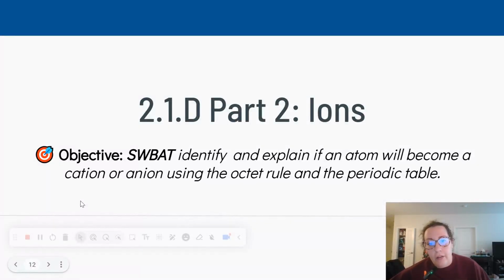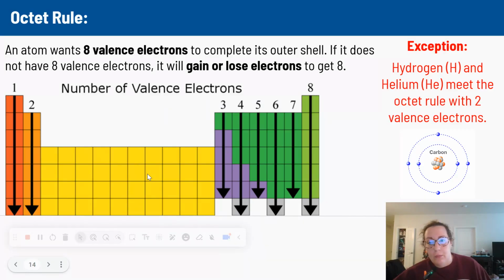This is the second video for electrons, and in this video we're going to be talking about ions. By the end of this video, you'll be able to identify and explain if an atom will become a cation or anion using the octet rule and periodic table.